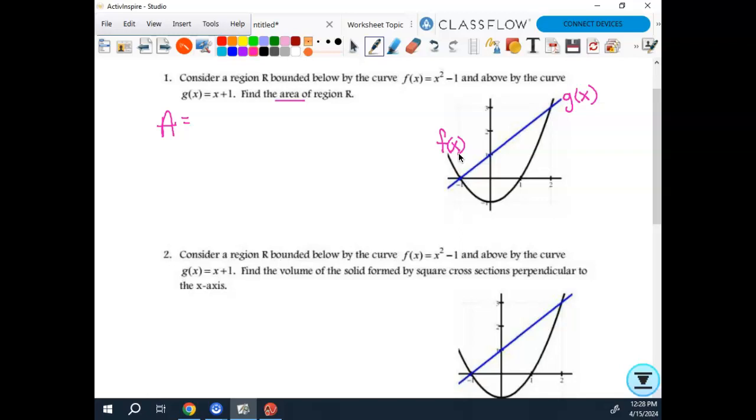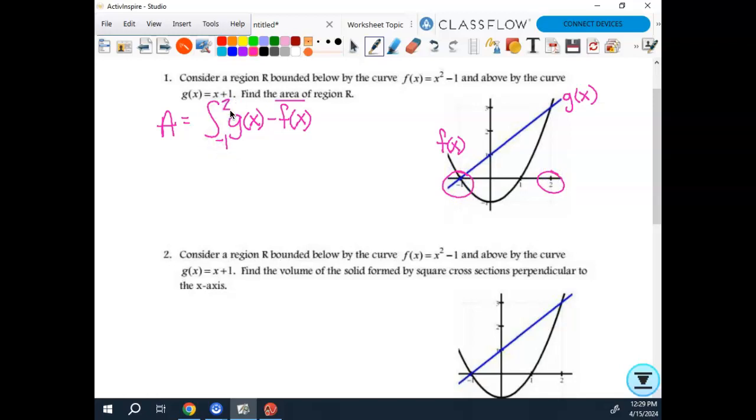So x squared minus 1, and then what are we going to do with these? Subtract them, top minus the bottom, so g of x minus f of x, and all we do is subtract them. And we're done? I have to do what after I subtract them? Integrate them, right? And I'm going from what to what? To 2. Okay. So I'm going from negative 1 to 2.